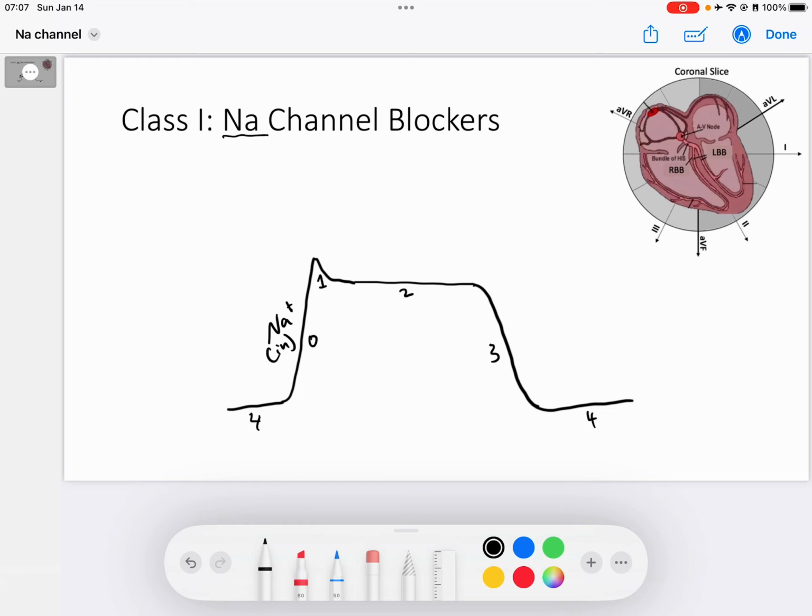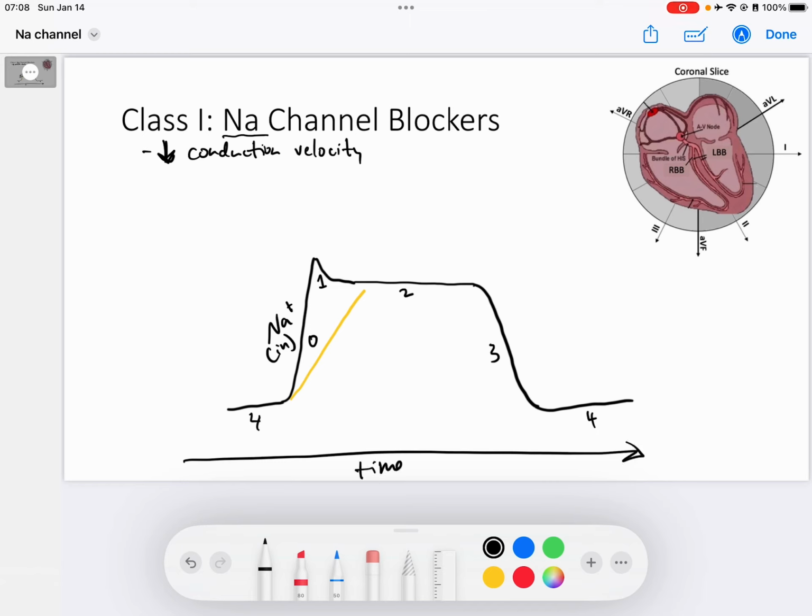Okay, so what do sodium channel blockers do? They decrease conduction velocity, and they do that by depressing the slope of phase 0, right? So instead of being this steep slope, phase 0 might be a little bit slower. As time is on our x-axis, it might take a little bit more time to depolarize. And so that is how we would generally understand these medications. And I'm going to go into a few of the subclasses of our sodium channel blockers because they're not all the same. So let's talk about that briefly.